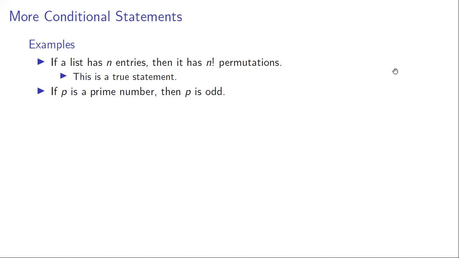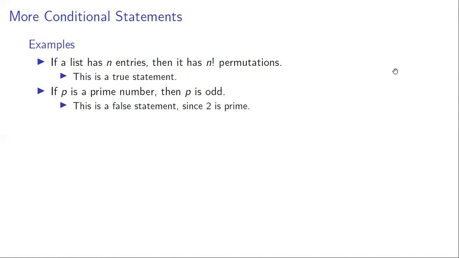Another conditional statement: if P is a prime number, then P is odd. Now here, even though we didn't say that this applies to all prime numbers, we just said if P is a prime number, the idea is this is understood to mean that for every integer, if P is a prime number, then P is odd. Now, this is a false statement. It's a statement, but it's a false statement, since 2 is prime.